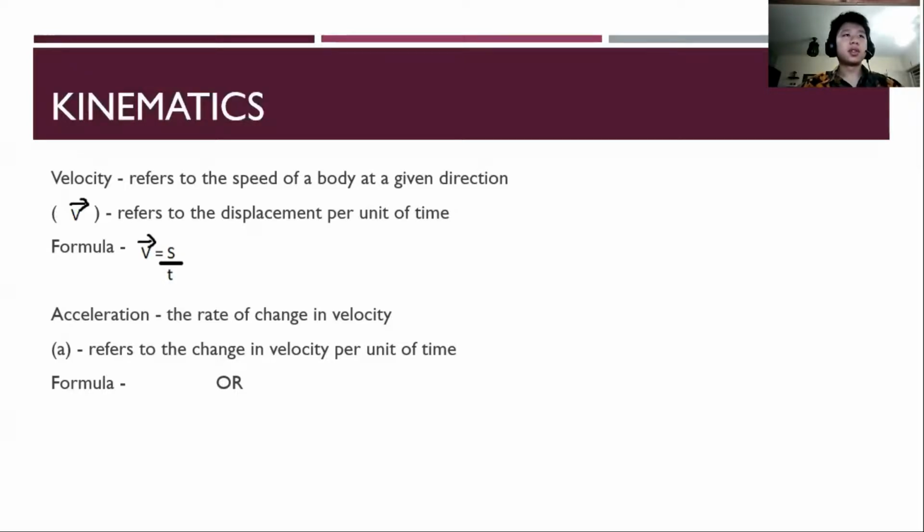Next is acceleration. It is the rate of change in velocity. The symbol that represents this is a. It refers to the change in velocity per unit of time. The formula is a equals delta v over t, or a equals (v minus v0) over t.